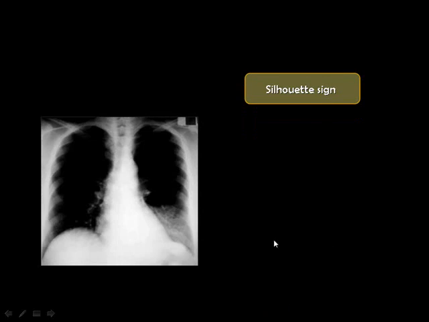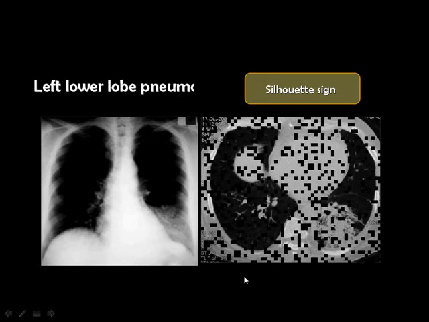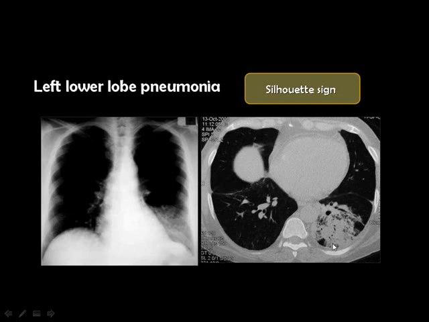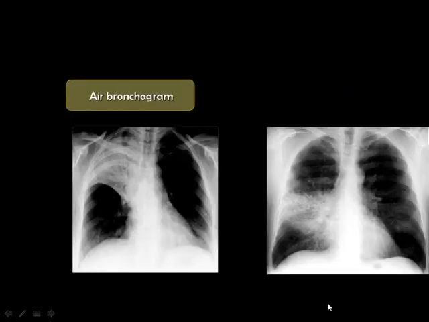Then if I asked you about the position of this opacity, do you think that this is anterior or posterior? Posterior. Then look at the CT scan and the opacity is actually posterior. It is a pneumonic consolidation in the left lower lobe.